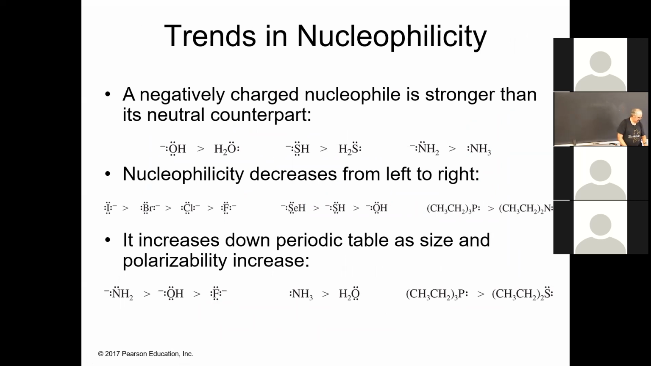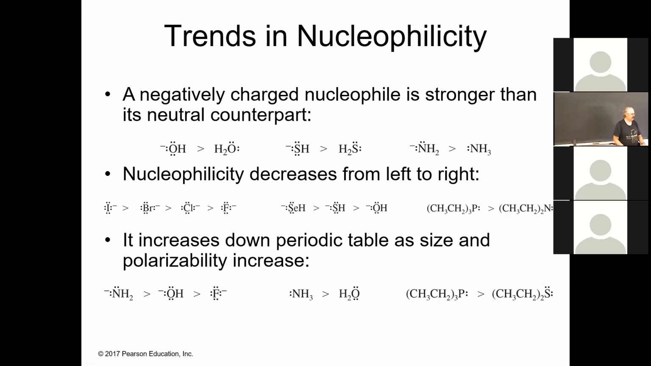So these are some trends in nucleophilicity or nucleophilic strength. First of all, a negatively charged nucleophile is going to be stronger than its neutral counterpart or its conjugate acid. So OH minus is a strong nucleophile. Water is a weak nucleophile. The conjugate base of hydrogen sulfide is stronger than hydrogen sulfide. NH2 minus is a very strong nucleophile, much stronger than ammonia.